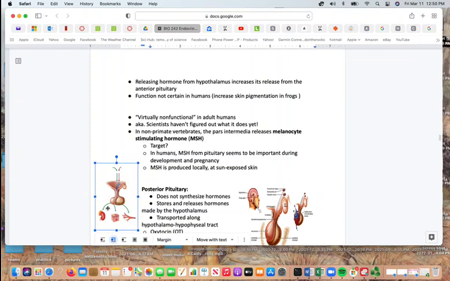It's going to have an increase in skin pigmentation. So this has been better studied in other animals. So we see this particularly in frogs, but it does affect pigmentation a little bit in humans. It's not going to change your pigmentation enough that you would look like you are a different race. However, there are pigmentation changes that are more subtle that can occur because of this. So they say it's virtually non-functional. It's just very slight. So in the non-primate vertebrates, the pars intermedia is going to release the MSH.